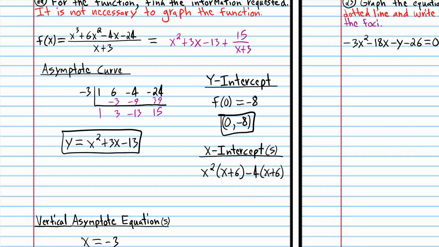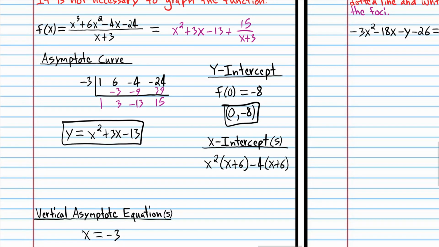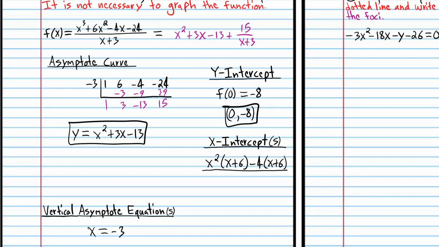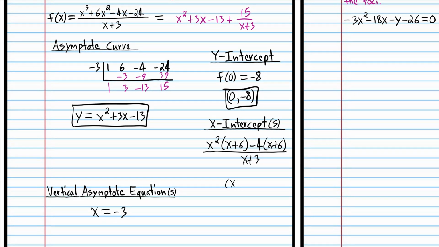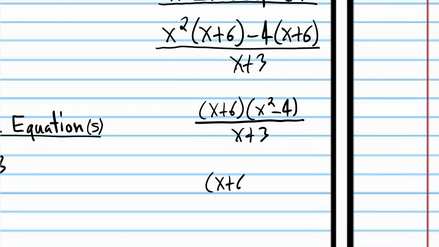All right. So we have that over x plus 3, and then I'm going to factor out x plus 6. So we have x plus 6 times x squared minus 4 over x plus 3, and then I'm going to factor the x squared minus 4. So we have x plus 6 times x minus 2 times x plus 2. That's the difference of two squares, and that's all over x plus 3.